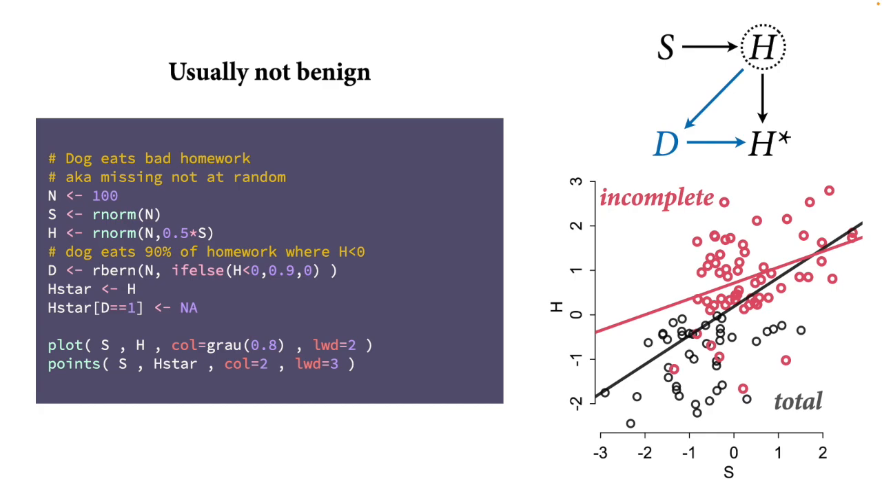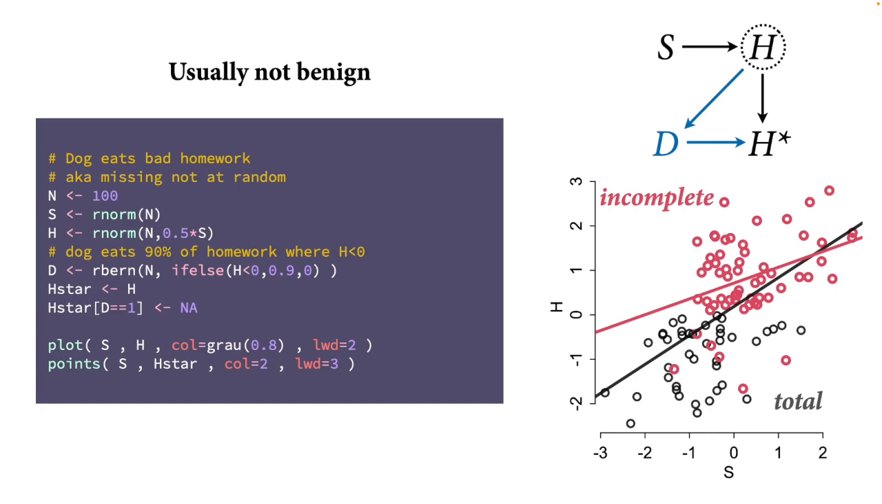Again, a simulation on the left. I chose linear functions. Again, we'll go back to the simple case, but now what's leading the dog? The dog eats 90% of homework where the homework is below average. So students are feeding their below average homework assignments to their dogs. And we plot again on the right, and the black plus the red is the total sample. And we only observe the red because the bad homeworks on the bottom half of the y-axis are depleted. And we fit two lines and we get a bias. I hope this is intuitive to you.